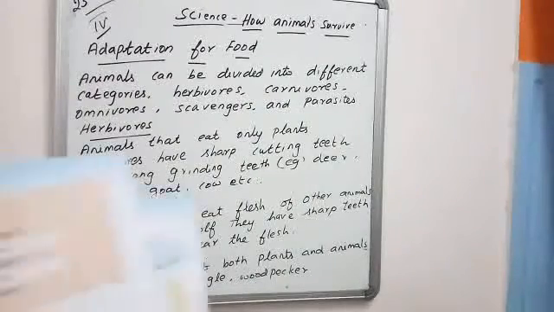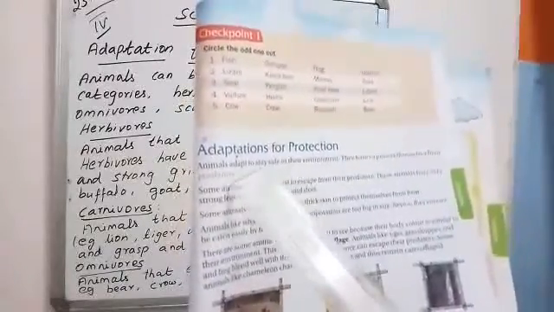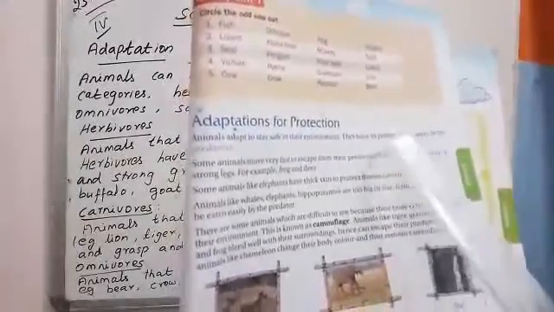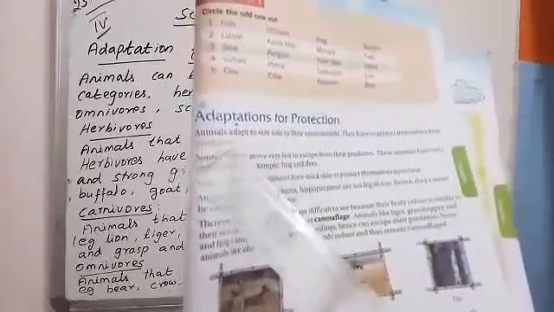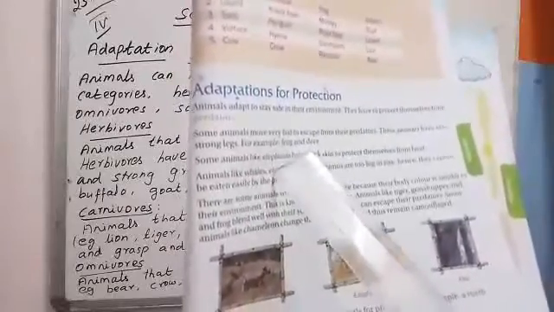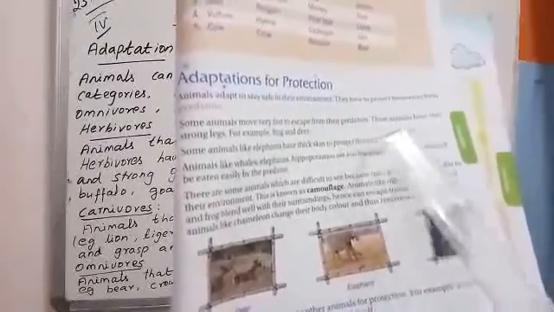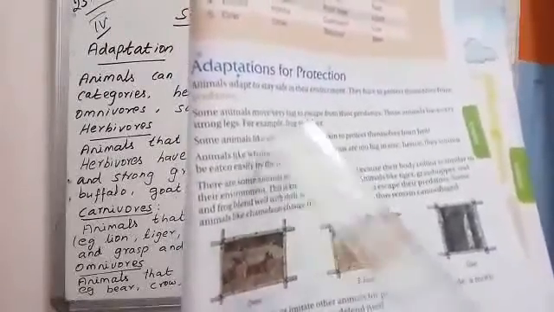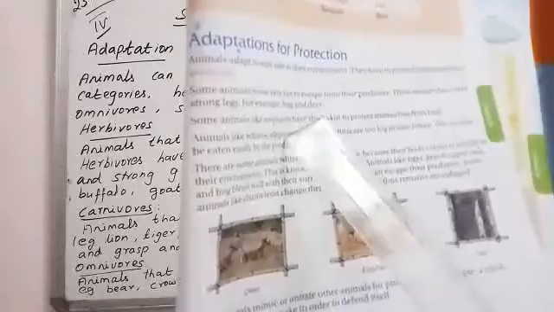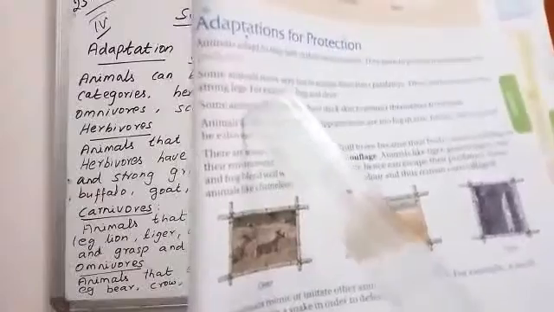Now, adaptation for protection. So, what is the adaptation for protection? Animals adapt to stay in the environment, isn't it? They have to protect themselves from the enemies, that is known as predators. Some animals escape from the predators by having strong legs. If you see the frog and deer, they can jump and run fast.